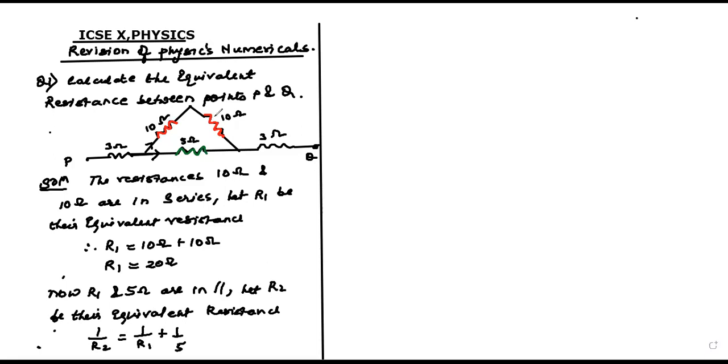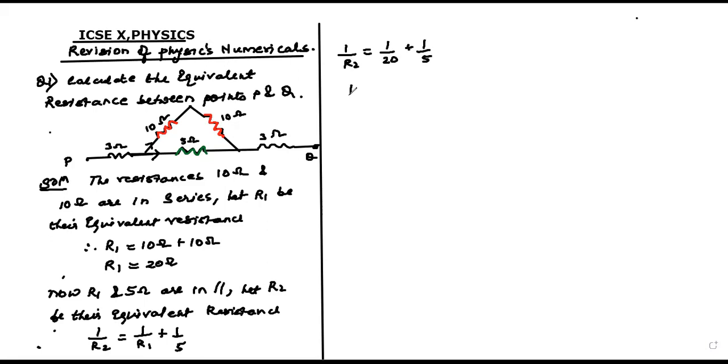I told you now, this 10 ohm has become R1. Got it? Now this R1 and this 5 ohm resistance are in parallel. So let R2 be their equivalent resistance. 1 upon R2 is equal to 1 upon R1 plus 1 upon 5. So what will happen here? 1 upon R2 is equal to 1 upon 20 plus 1 upon 5, children.